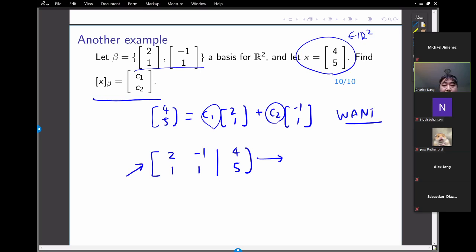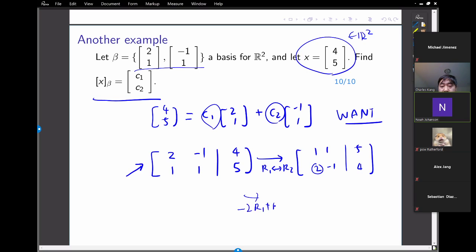Okay. So what can we do? Maybe I can flip these two. Was that the best way to do it? I would flip the top and the bottom. Yeah, okay, so let's do the R1 and R2 swap. 1, 1, 5, 2, -1, 4. And then get rid of this. How can we do that? -2 times R1 plus R2 equals R2. Okay. 1, 1, 5, 0, -3.